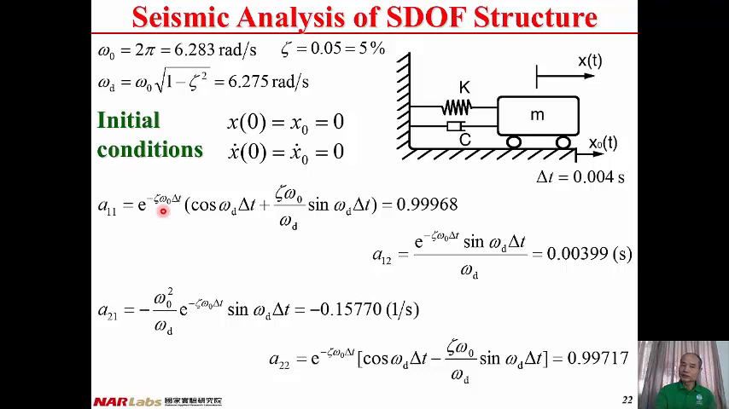From the damping ratio zeta, natural frequency omega 0, sampling period delta t, and damped natural frequency omega d, we can compute A11, A12, A22, A21. And A11 is non-dimensional, no unit. A12, the unit is second, s. A21, the unit is 1 divided by s. And A22 is non-dimensional, no unit.